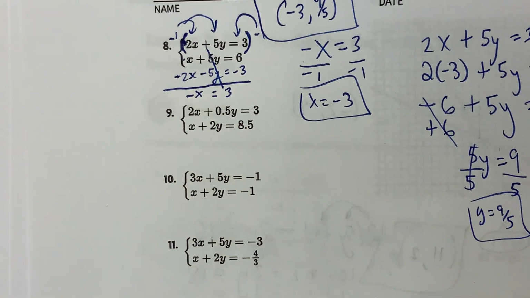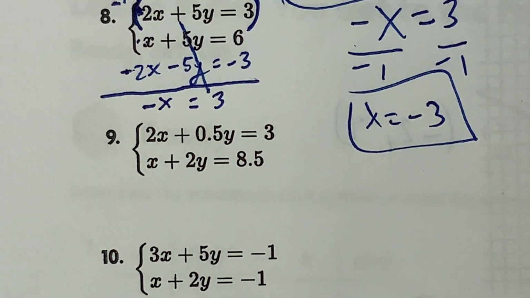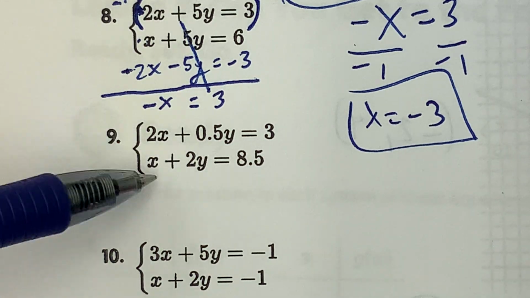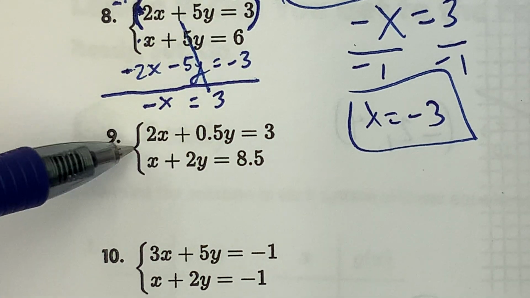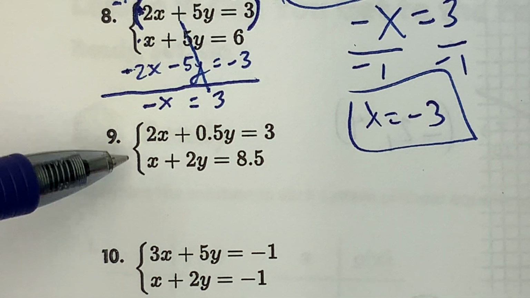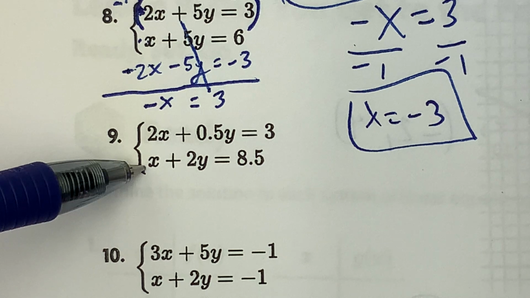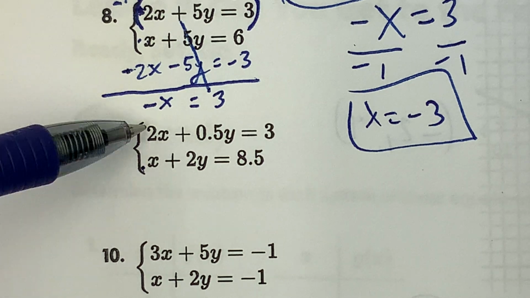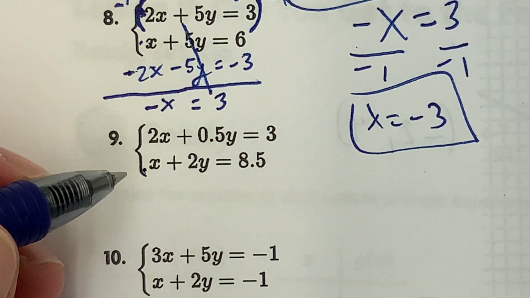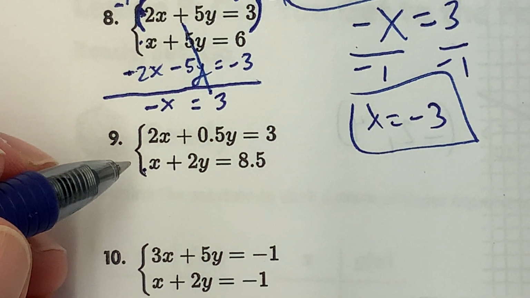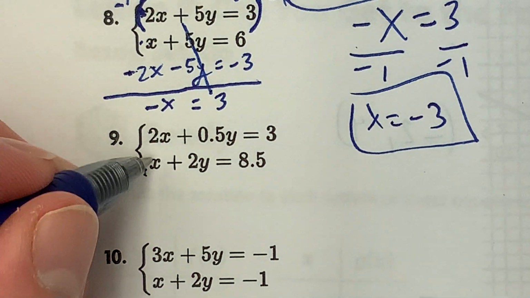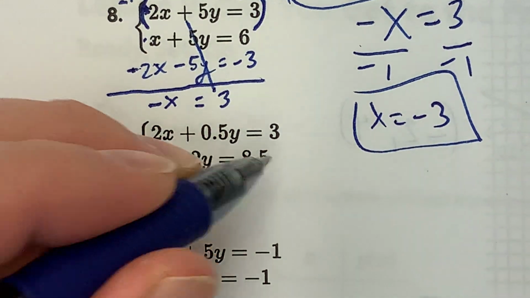Next. Take a look at what would need to cancel. Let's see. How would I cancel my x's? What would this have to be to cancel 2x? It would have to be a -2, right? But it's not a -2. So you've got to make it a -2. And how do you do that? Except by multiplying.